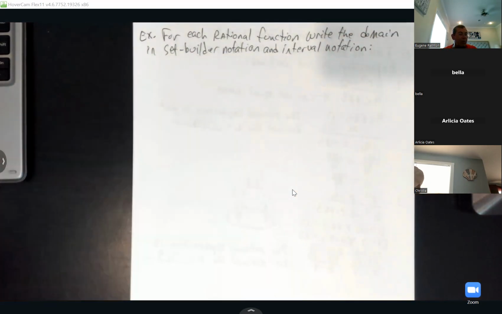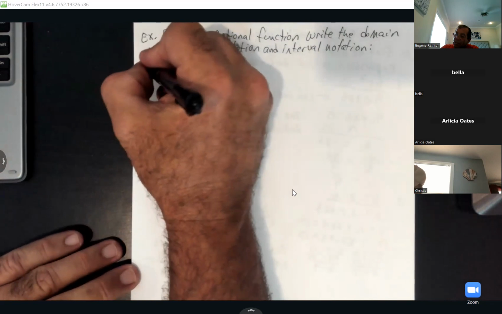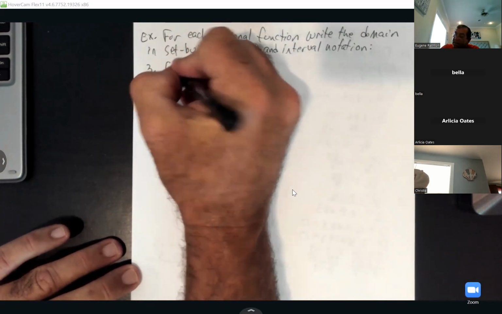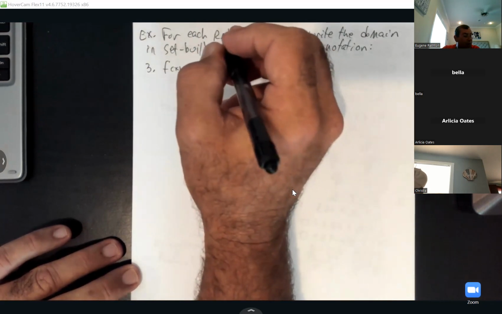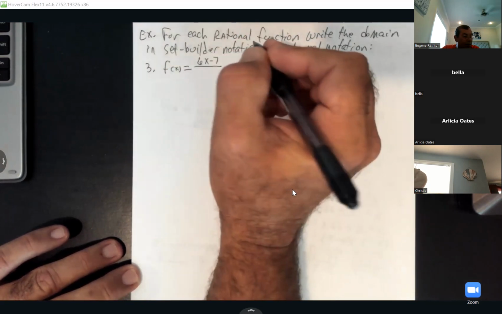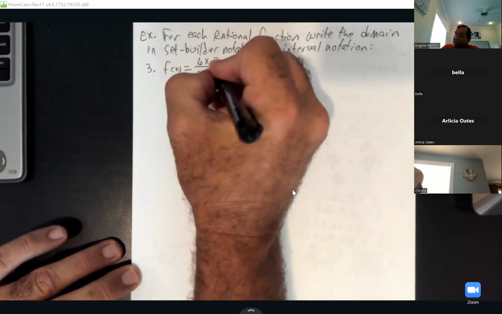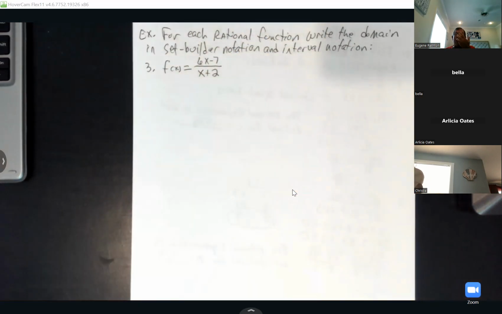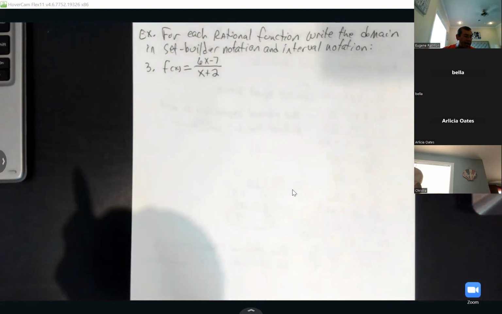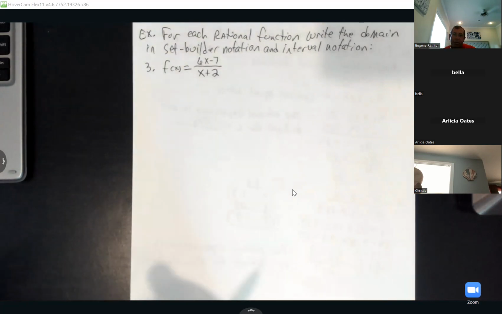And I think they got about 3 or 4 of these that we're going to do. So starting at number 3, they're giving us f of x equals (6x minus 7) over (x plus 2). So y'all, like I said, we'll solve this. I'm going to write it in both set builder notation and I'll write it in interval notation.